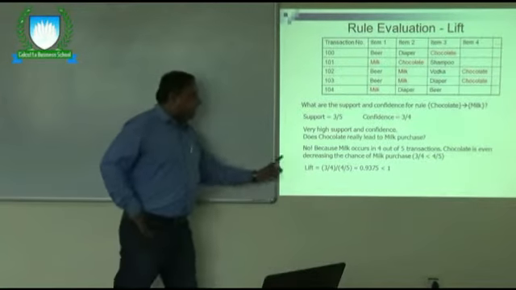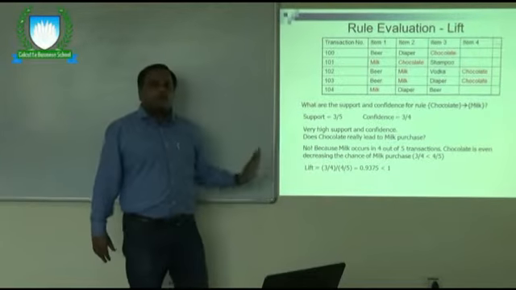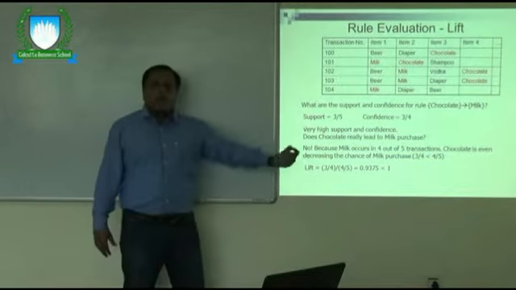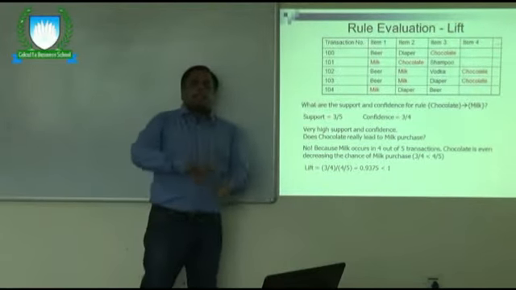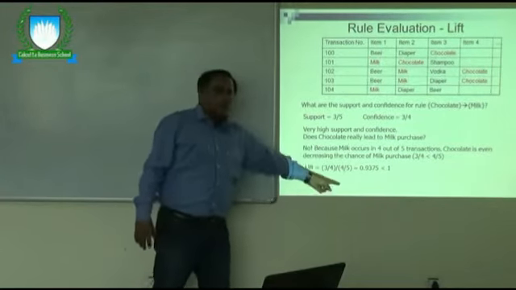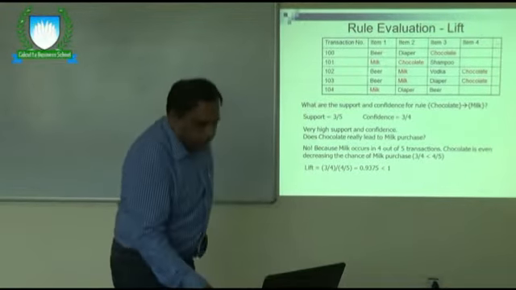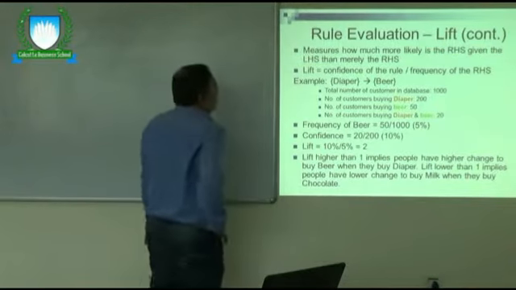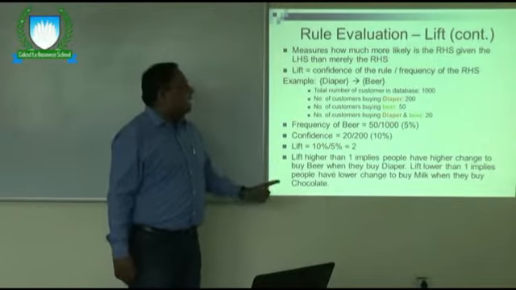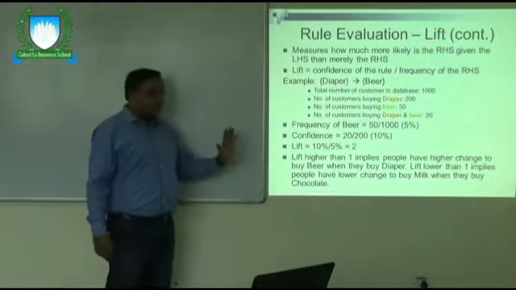So we call this measure lift: the new confidence divided by the original support. This measure tells us whether the introduction of the new item has increased the sales or the consumption of the previous item. If it is less than 1, it has decreased. If it is more than 1, it has been enhanced. So we actually want lift to be more than 1. So what is lift doing? It measures how much more likely the RHS is given the LHS than merely the RHS itself.